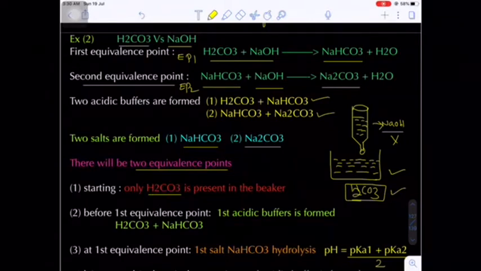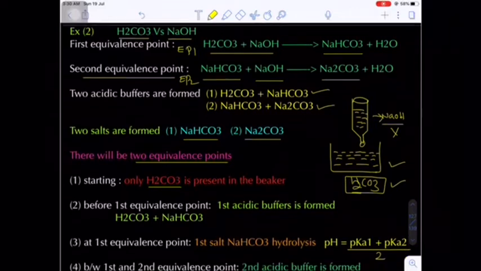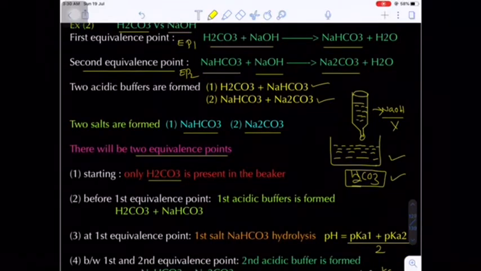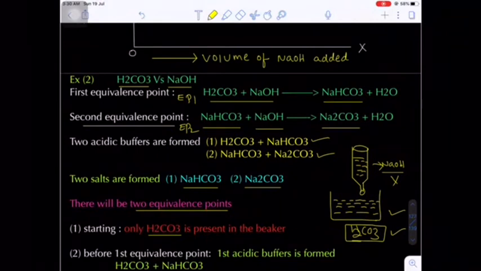So let's suppose in the beginning we are not adding the NaOH, and only carbonic acid is present in the beaker. So the carbonic acid is the only thing present in the beaker initially, so we can determine the pH of carbonic acid. Okay, with only the carbonic acid we can determine the pH. But when we are adding the NaOH to the carbonic acid, what happens? Initially, carbonic acid and NaOH react with each other to give sodium bicarbonate and water.